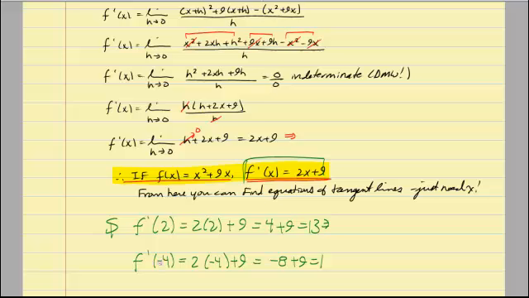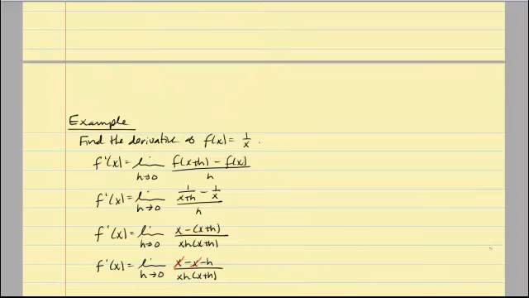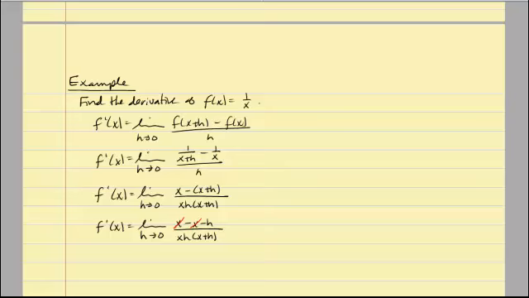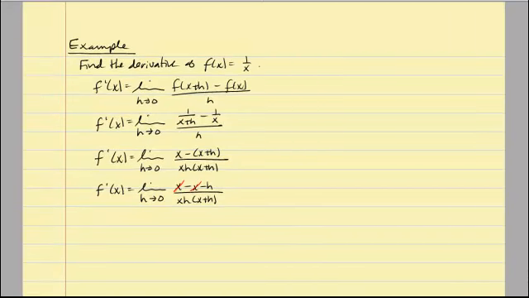This would be the slope of the tangent line at negative 4 of this particular graph. Let's go ahead and look at another example. In this example, we're going to be finding the derivative of the function f of x equals 1 over x. Now we want to find the derivative as a function. We don't want to find the derivative evaluated at a particular point.